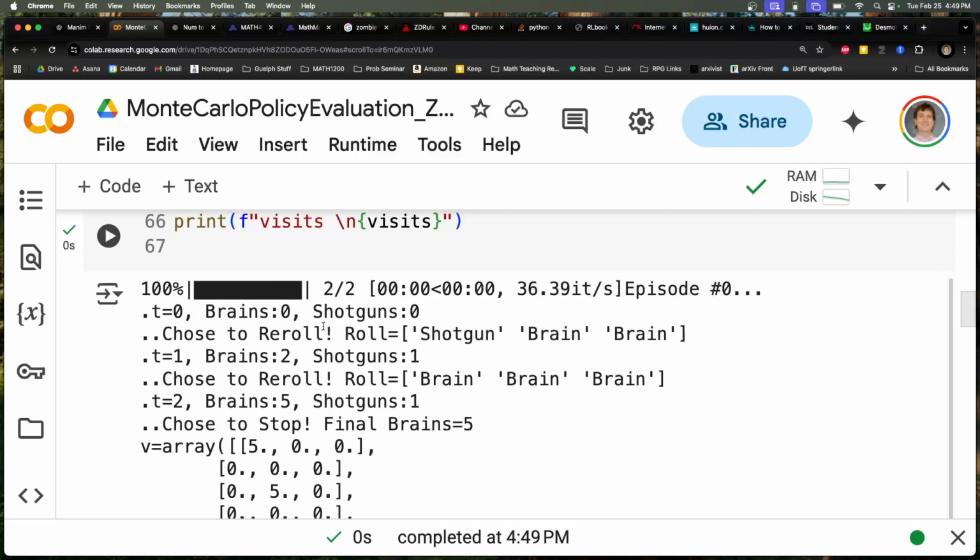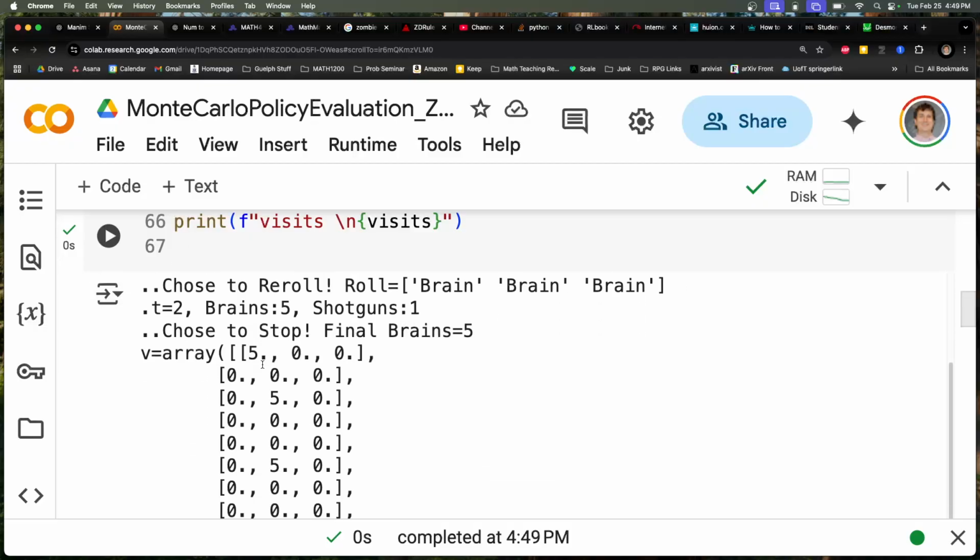And do we choose to re-roll again or not? We chose to re-roll. We got brain, brain, brain. Oh, that's very good. We're at 5 brains and 1 shotgun. We choose to stop. So we got 5 brains at the end. And our value function gets updated.